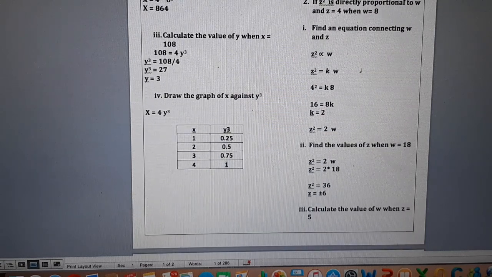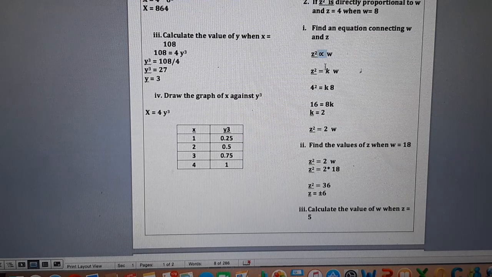In question number 2, they have said that z square is directly proportional to w. This is the case they are talking about. They have given you the value of z as 4 and w as 8, and you have to find an equation connecting w and z. First of all, for the equation connecting w and z, you need to find the value of k.